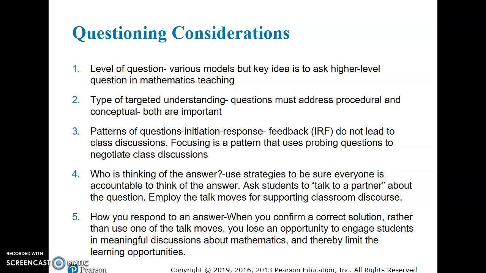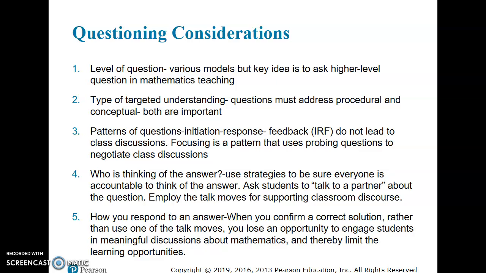When considering questioning, we need to level the questions. We have lower level questions, but we also have higher level questioning. Make sure we have more of the higher level questioning, according to the type of targeted understanding. Make sure the questions address procedural and conceptual knowledge.